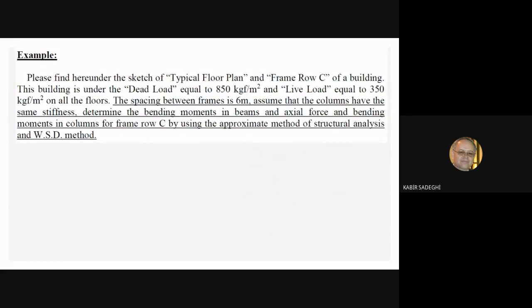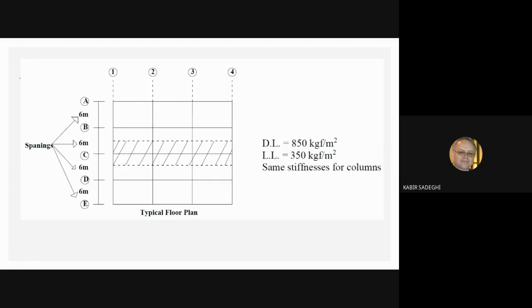Please find below the sketch of a typical plan floor of a building and frame row C of that. You see, this is the typical plan of a floor, rows A, B, C, D, E. We wanted to see the frame situated at row C. Therefore, you know, half of the load from that span and half of the load from this span belong to frame C, at row C.